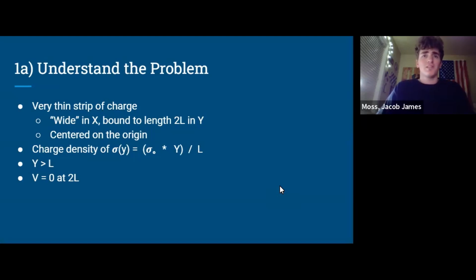We've also been given the charge density of the sheet with the value of sigma equal to sigma naught times y, all over L. Our ultimate goal with these pieces of information is to determine the electric field as well as the electric potential at every point along the y-axis, while y is greater than L and V is equal to 0 at 2L. The last of these two things is a little vague in nature, but I'm going to be explaining it in more depth shortly. It actually plays a pretty critical role in all this.